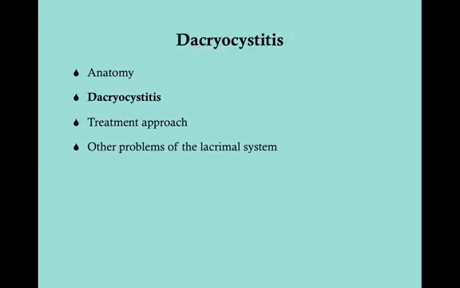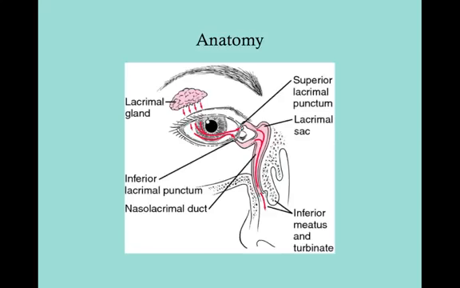All right, we'll briefly touch on some anatomy, then we'll go into dacryocystitis in detail. There's both an acute and chronic form of dacryocystitis. We'll talk about the treatment approach, which is important to be aware of because it varies based on the patient presentation. And then we'll talk about some other problems of the lacrimal system, which are a little bit less common, or I may have touched on them elsewhere in other lectures. So we'll talk about some other things, but mostly we're going to focus on dacryocystitis here.